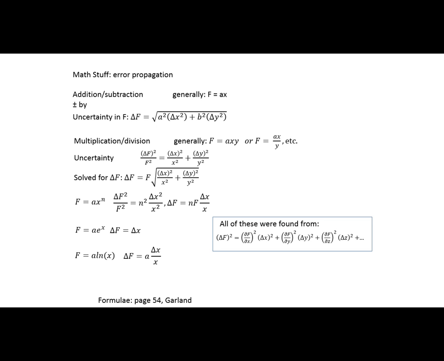For multiplication division, it's the square root of the sum of the squares of the relative uncertainties. So we have to interconvert between relative uncertainty and absolute uncertainty. And then we have some other special ones. So we have exponentials, we have natural logs, and the uncertainty delta f in all of those. So let's look at an example for how some of these will work.